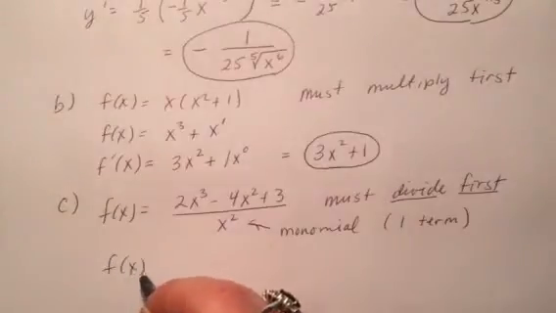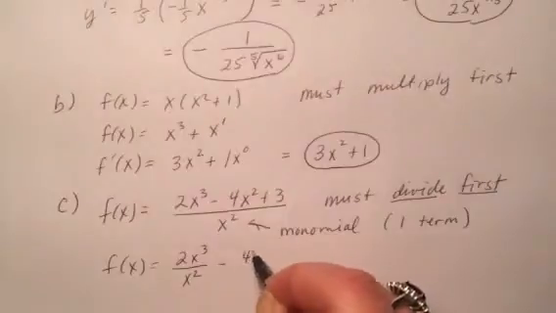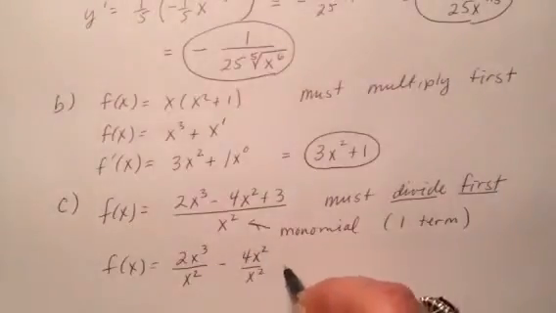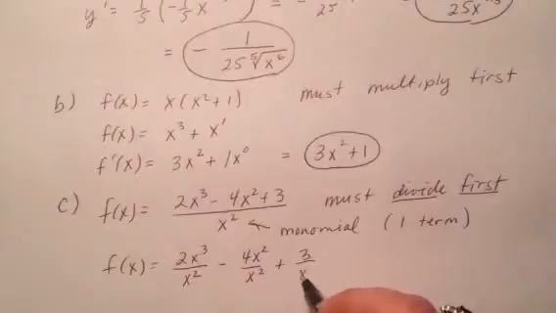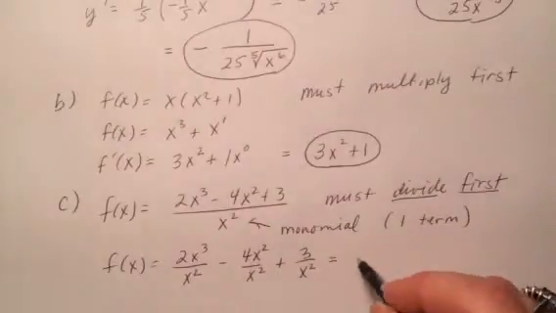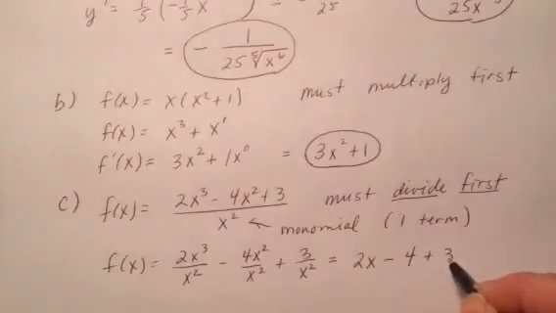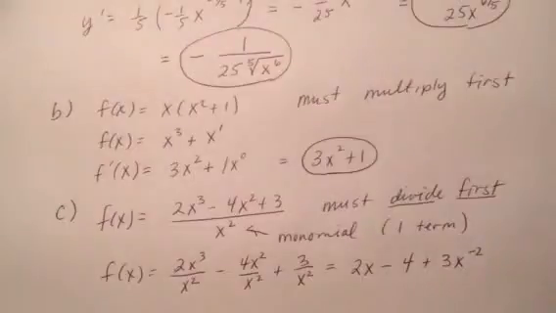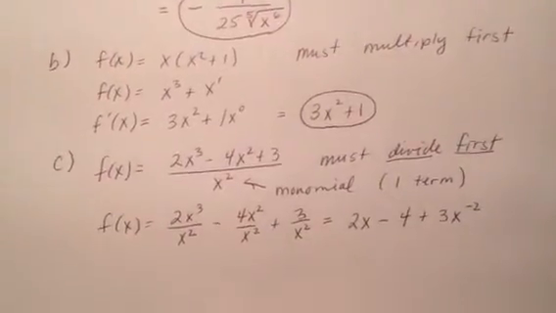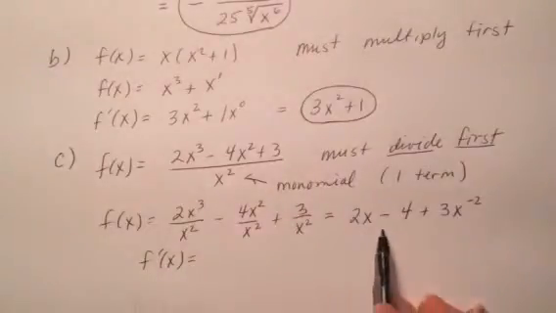So if we divide first, that means 2x cubed over x squared minus 4x squared over x squared plus 3 over x squared. Notice I've divided each and every term by x squared. Now let's simplify. That will be 2x minus 4 plus 3x to the negative 2. And now what we want to do is find our derivative. We've done our division. So we'll use the power rule.